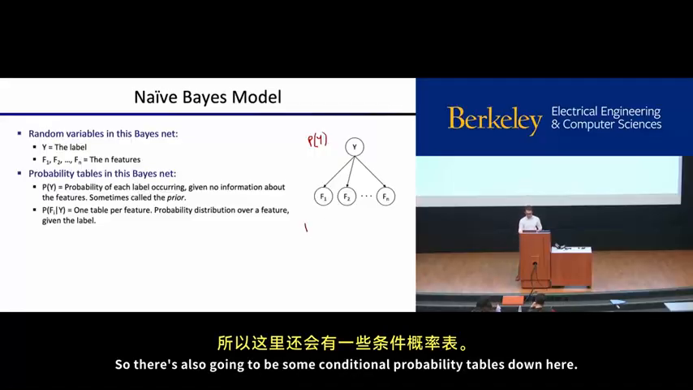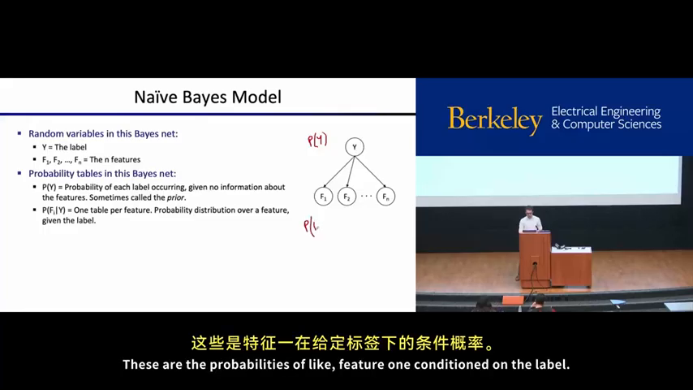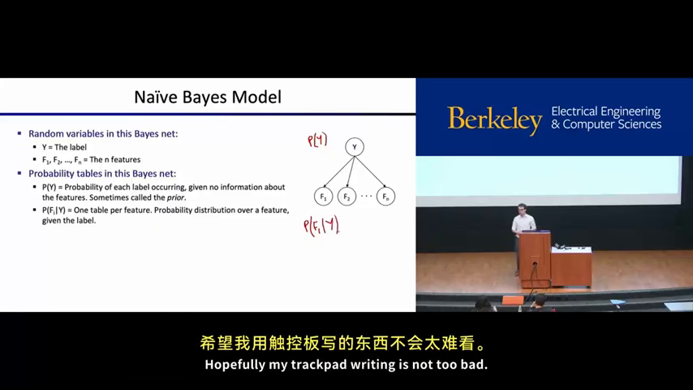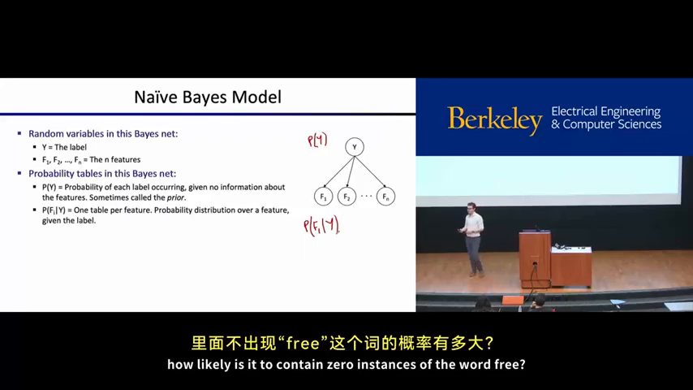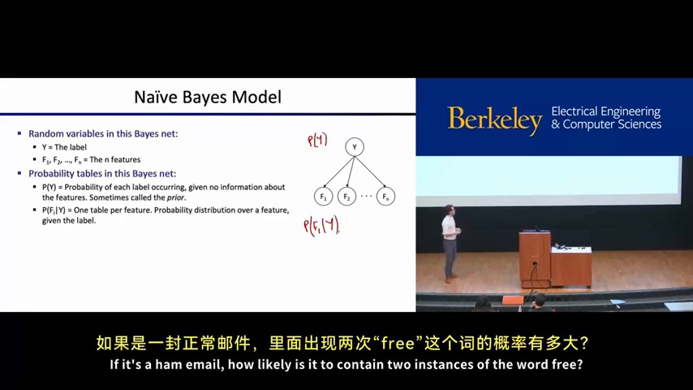So there's also going to be some conditional probability tables down here. These are the probabilities of feature 1 conditioned on the label. So what is this? This is saying, okay, if it's a spam email, how likely is it to contain 0 instances of the word free? If it's a ham email, how likely is it to contain 2 instances of the word free?